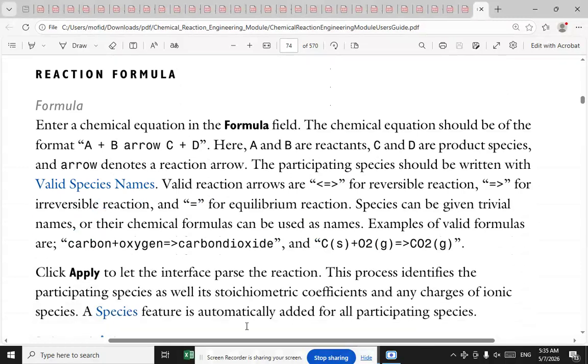Now I want to go through the reaction formula. Enter a chemical reaction equation in the Formula field. The chemical equation should be of the format A plus B arrow C plus D. Here A and B are reactants and C and D are product species, and the arrow denotes the reaction arrow. The participating species should be written with valid species names.